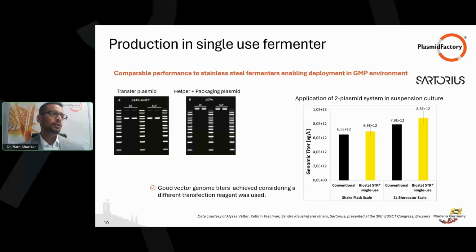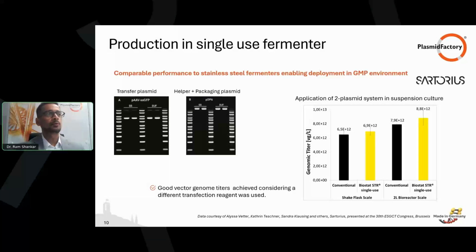And to show the similarity in the quality of the DNA, I've shown you two gel pictures here. On the left, you have DNA for an AAV transfer plasmid. This is a GFP reporter gene for single-strand AAV. And you see SS, that is your conventional stainless steel fermenter, and on the right, you have your single-use fermenter. So the DNA that was isolated from the two different systems was practically similar. It was not possible to differentiate between the qualities of these two DNA. And also the productivity was similar.